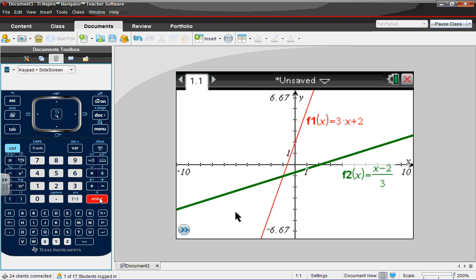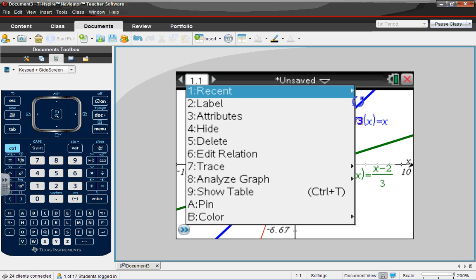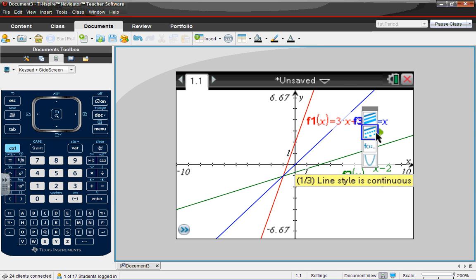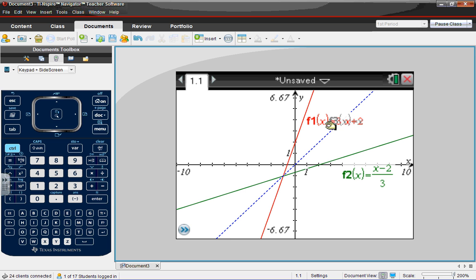Now I'm going to graph a third function, and that third function is going to be y equals x. And what I'm going to do is make this line dotted. Yes, your calculators do this.